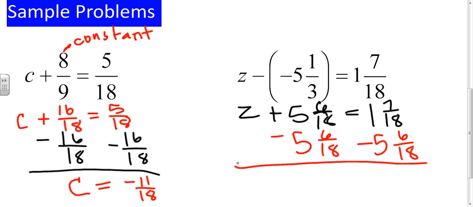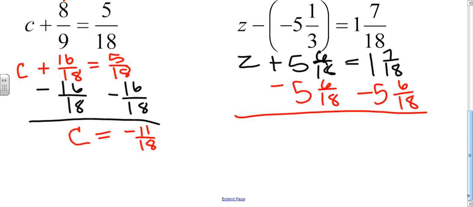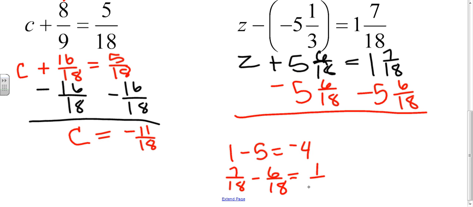Okay. And now here I want to be careful. So I have 1 minus 5. That's a negative 4. But I have a 7/18 minus 6/18. That's a positive 1/18. So when I combine a negative 4 and a positive 1/18, if I'm at negative 4, I'm going to move 1/18 closer to 0. So I'm going to end up at negative 3 17/18. And that is what Z is equal to.